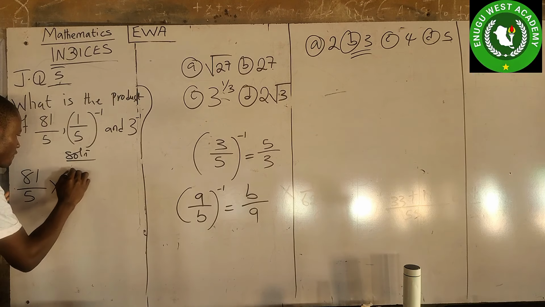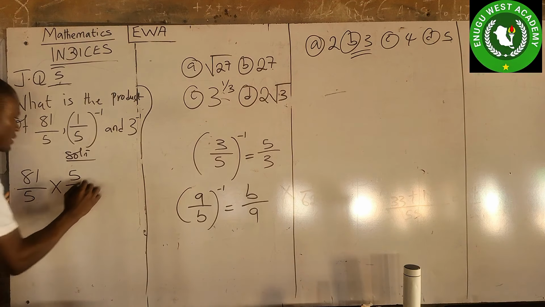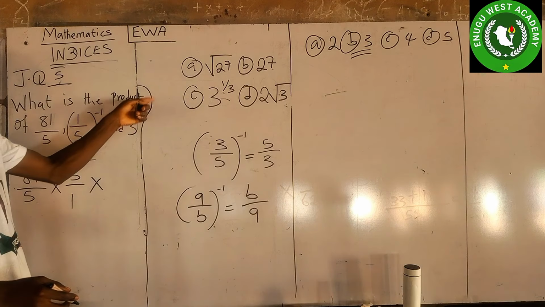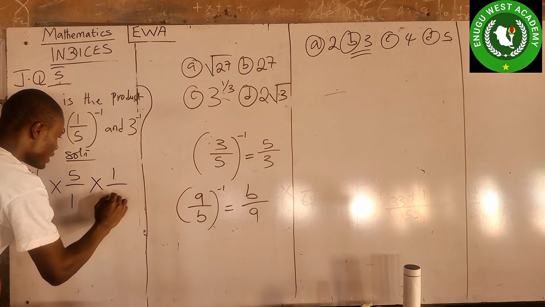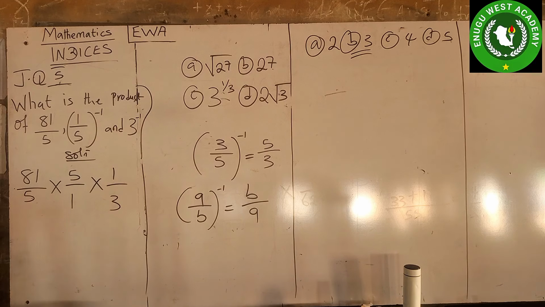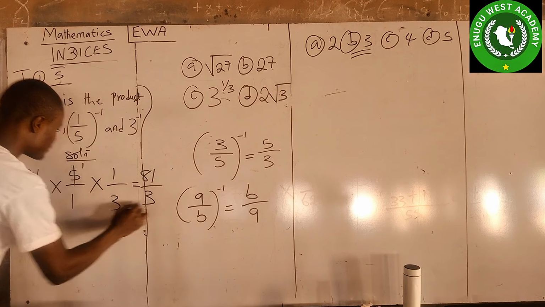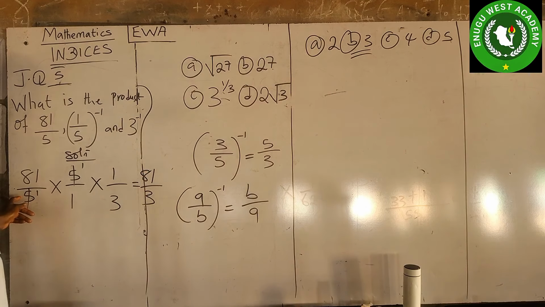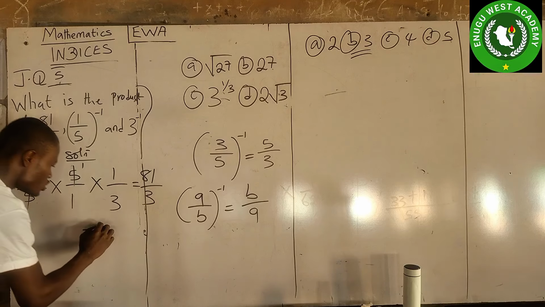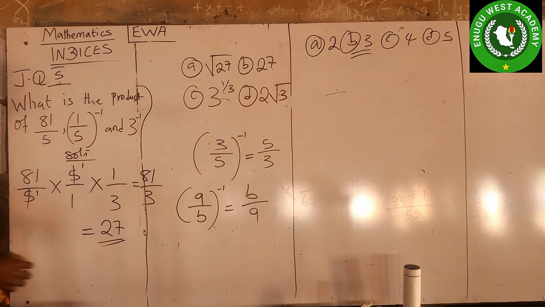Now, this will be 5 over 1 times 3 raised to power minus 1. We know that this is 1 over 3. So what are we going to do now? 5 can cancel 5, and we have 1, 1. Now we have 81 over 3. 81 times 1 times 1 gives us 81. 1 times 1 times 3 gives us 3. So 81 divided by 3 is 27. And that is our final answer.